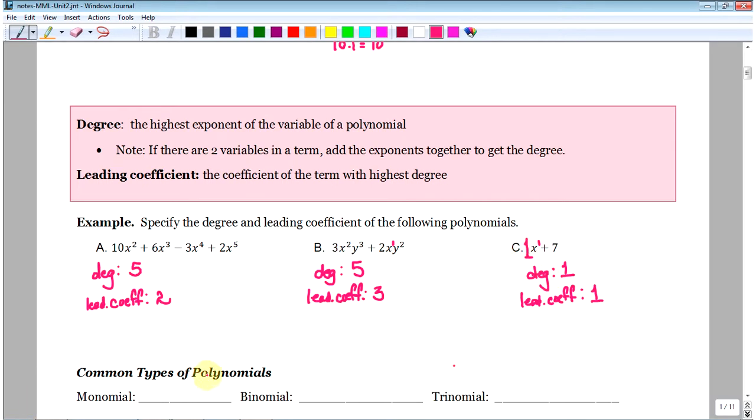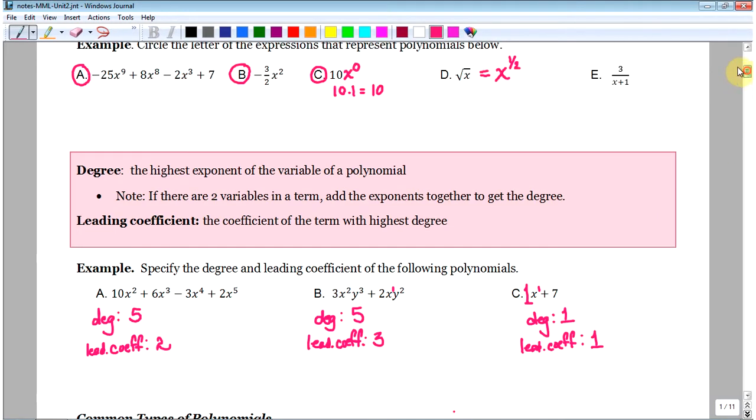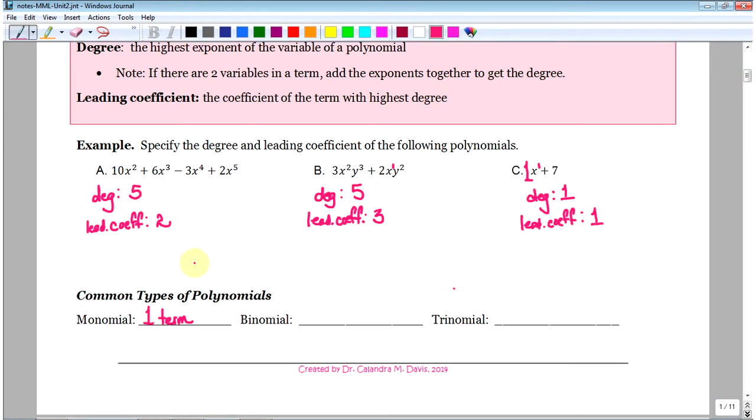Some common types of polynomials that you'll encounter. One is a monomial. That's when you just have one term. So if we go back up to a previous example, like when we just had 10, 10 is a monomial. If we had just x, that's a monomial. 3x squared. All of these are monomials because there's only one term.